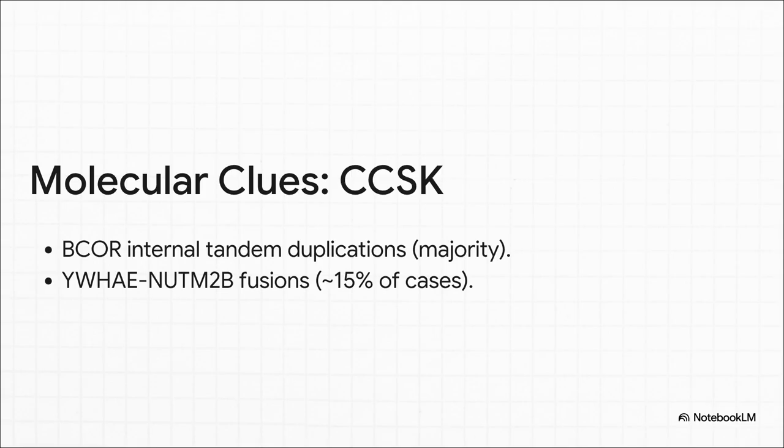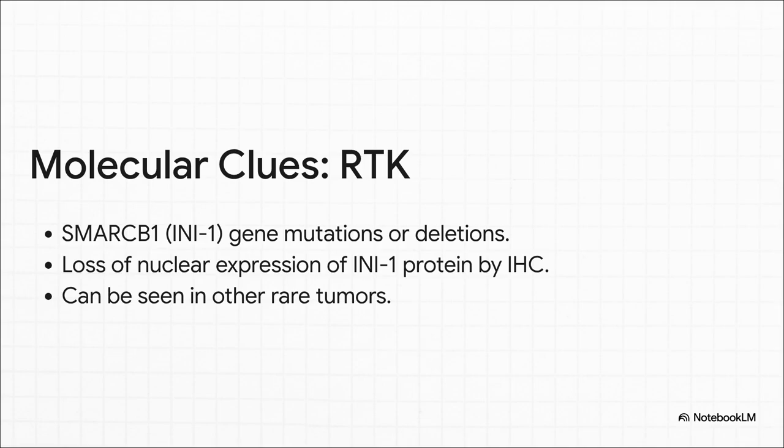And finally, for rhabdoid tumor, the hallmark finding is a mutation or deletion of the SMARCB1 gene, which you probably know as INI1. And the beautiful part here is that we have an immunohistochemical stain for this. These tumors lose the nuclear staining for the INI1 protein, which is a fantastic diagnostic clue. Just remember the protocol's warning: a few other rare tumors can lose INI1 as well, so context is key.